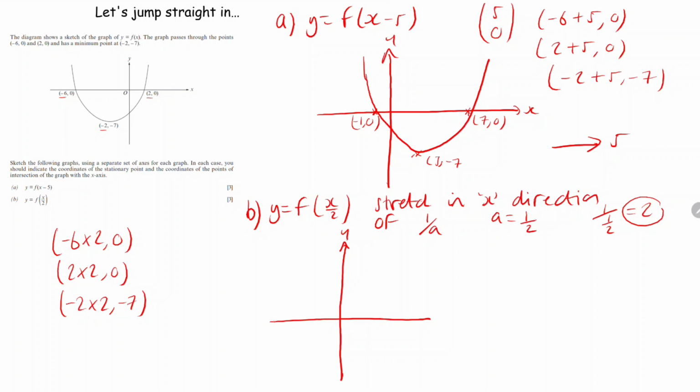So the first one, minus 6 times 2 is minus 12. So our roots are moved further out to say minus 12, 0. 2 times 2 is 4. So it's going to be 4, 0, the second root. And then minus 2 times 2 is minus 4, and down at minus 7.